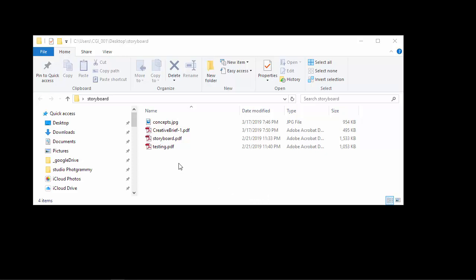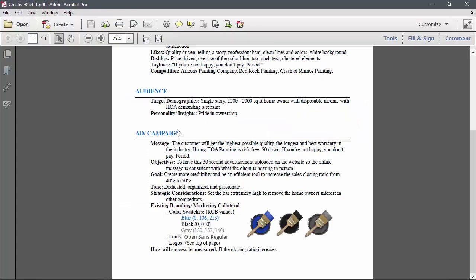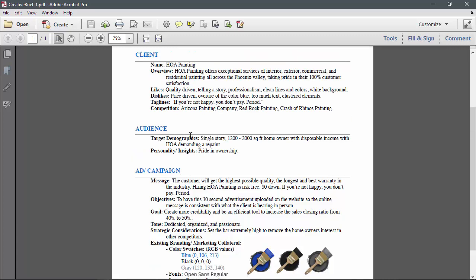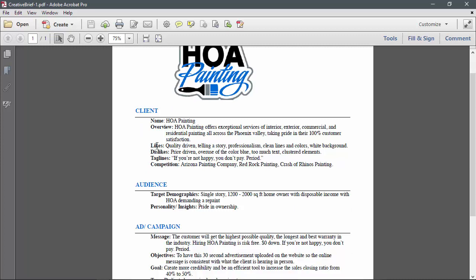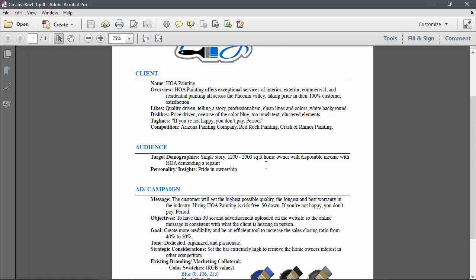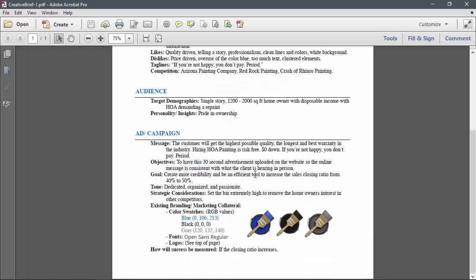All right. We're going to start with the creative brief and talk about this project as we go forward. In this particular example, the student worked on a painting company, and it talks about the client, very quick and easy to read, understanding the client. Here I can clearly and quickly understand who the audience is and what their wants are, and then the ad campaign.